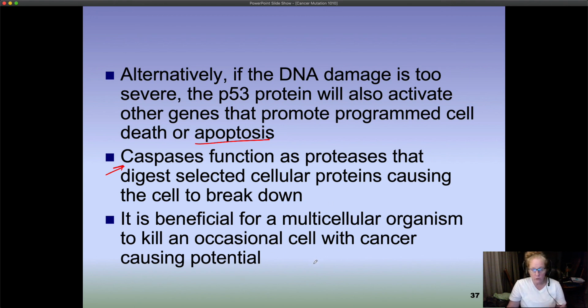For multicellular organisms such as ourselves, it's really important that we simply kill an occasional cell with cancer as opposed to allowing that cell to divide. We're going to kill a single cell as opposed to allowing that cell to divide uncontrollably and eventually perhaps disrupting or destroying an organ, which would be much more detrimental to the organism than a single cell that can be replaced.